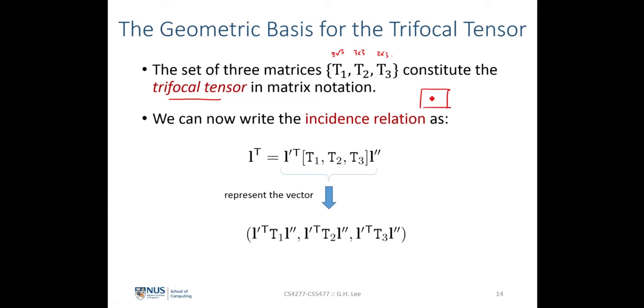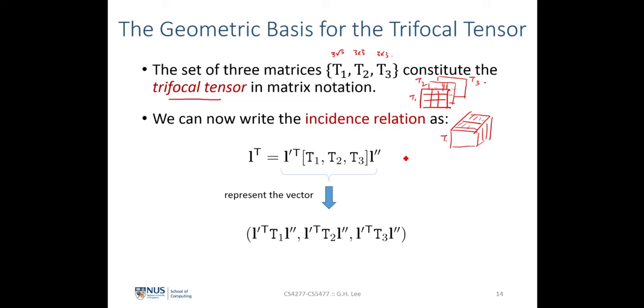To visualize this, what you see is that this is a 3 by 3 matrix which is called T1. Imagine that we have another 3 by 3 matrix behind it, which is T2, and then another which we call T3. So the whole thing forms a 3 by 3 by 3 cube, where T1 is the first block, T2 is the second block, and T3 is the third block.